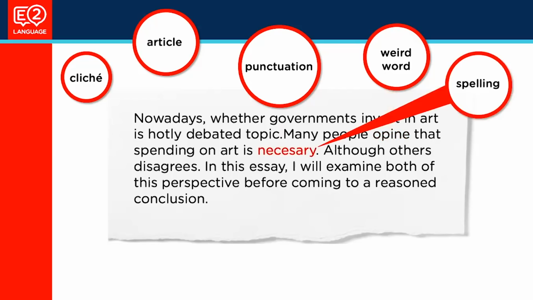Next problem, spelling. This is an easy one, but on test day, make sure you edit 1 C, 2 S's here. Next sentence, although others disagrees.